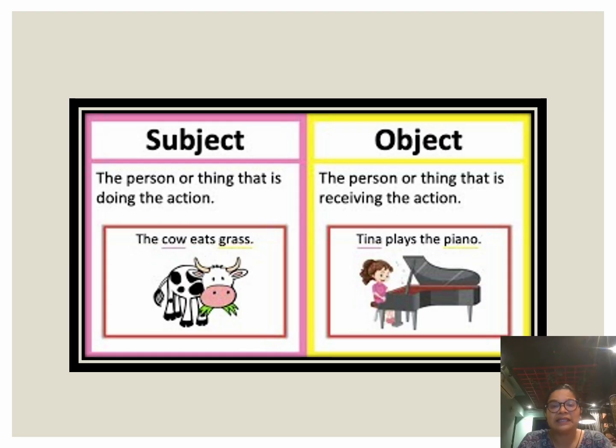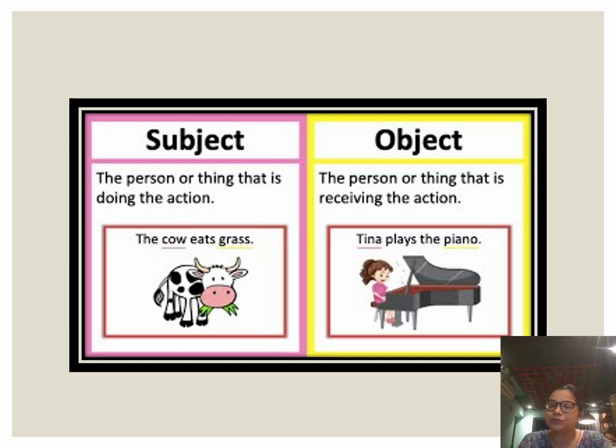For example, the cow eats grass. So what is the subject here? The subject here is cow. And the object is the person or thing that is receiving the action. Like, the cow eats grass. So what is being eaten? Grass is being eaten. So grass is the object here. In the same way, Tina plays the piano. So what is Tina playing? Tina is playing the piano. Here Tina becomes the subject and piano becomes the object.